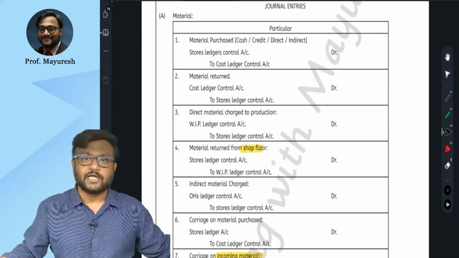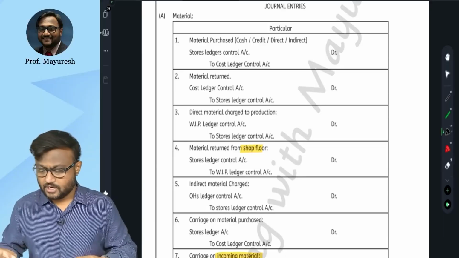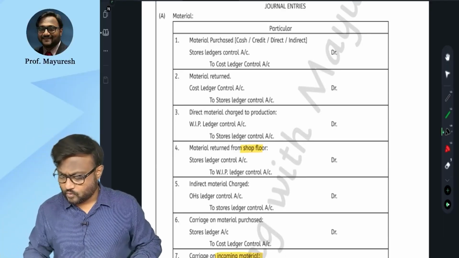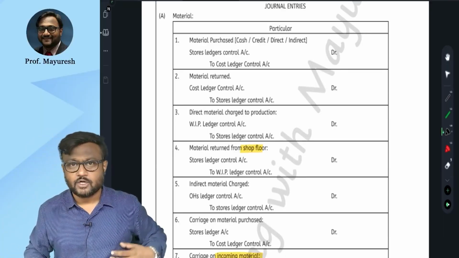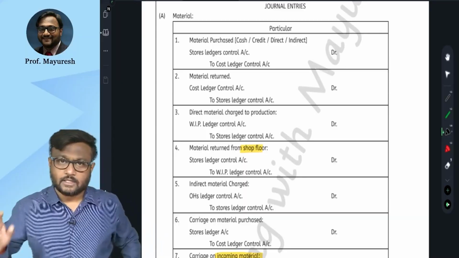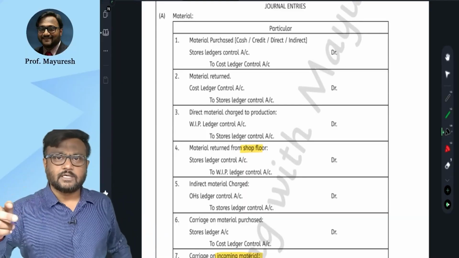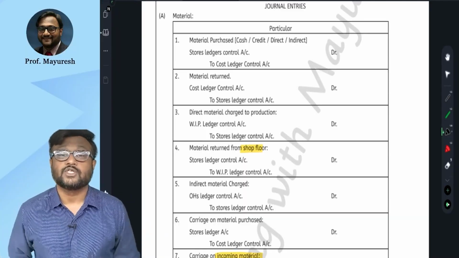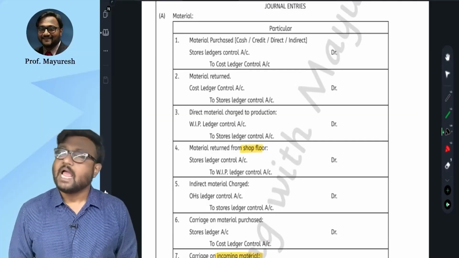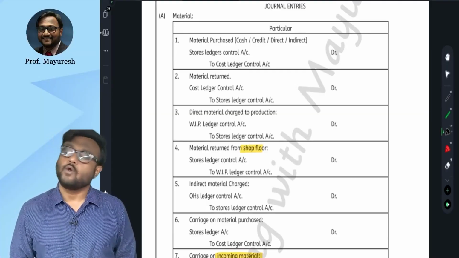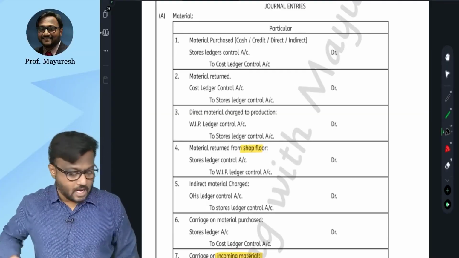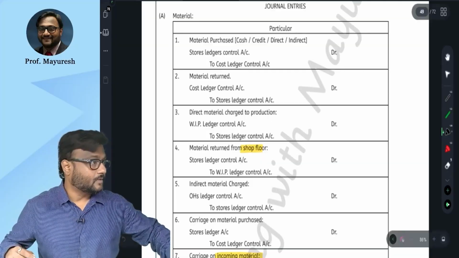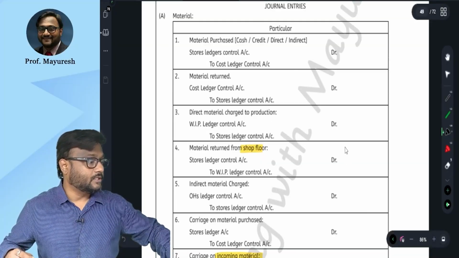And finally, carriage. There can be three types of carriage. One is when you are purchasing it, stores will be debit. When you are transferring direct material, it is WIP debit, which is known as incoming material. And finally, indirect material, overheads will be debited. I hope this is clear. I hope there is no doubt in this part.